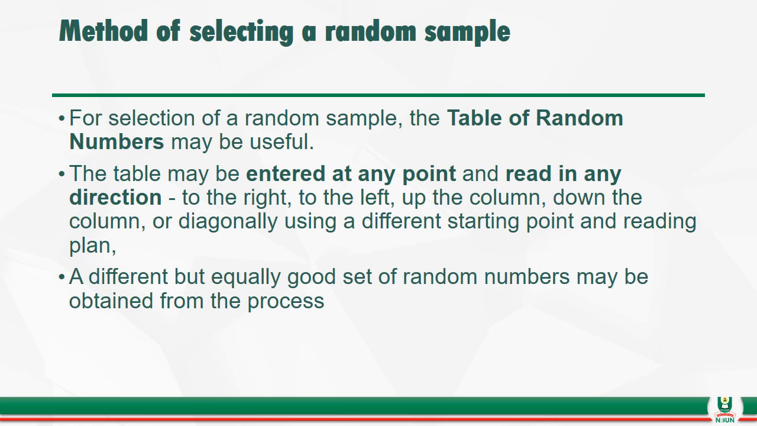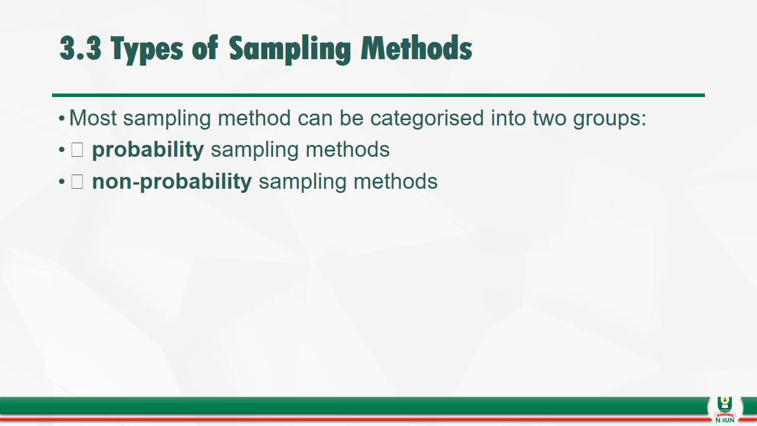Method of selecting a random sample. For selection of a random sample, the table of random numbers may be used. The table may be entered at one point and read in any direction: to the right, to the left, up the column, down the column, or diagonally, using a different starting point and reading plan. A different but equally good set of random numbers may be obtained.